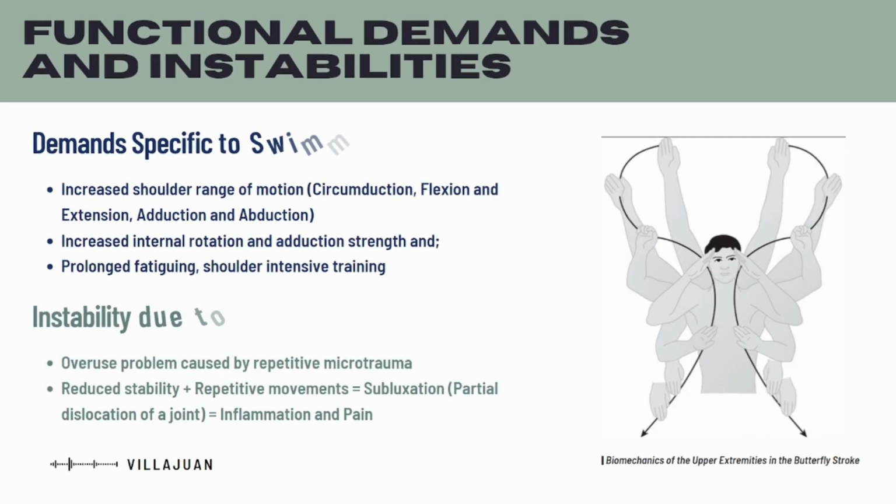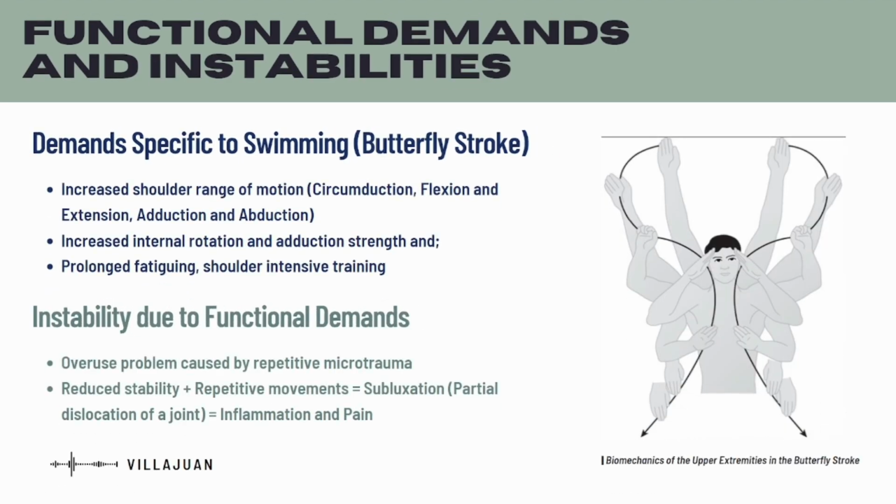Athletes are very well versed in high-intensity workouts and living healthy lifestyles to keep them fit and conditioned for their respective sport. However, poor body mechanics and decreased flexibility and strength may result in certain injuries. In our patient's case, it is generally determined that her shoulder pain may be caused by instability coming from the functional demands that are specific to her sport of swimming.